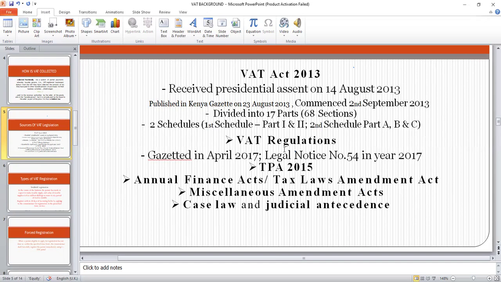The other one is the Annual Finance Act. If you're in Kenya, you remember the Finance Act 2023 was the most debated act. That act can change some of the components of VAT, so it will affect VAT. You have to take note of the Annual Finance Act. We also have the Miscellaneous Amendment Act. Finally, we have case laws and judicial precedents. That is all about the sources of legislation for VAT.